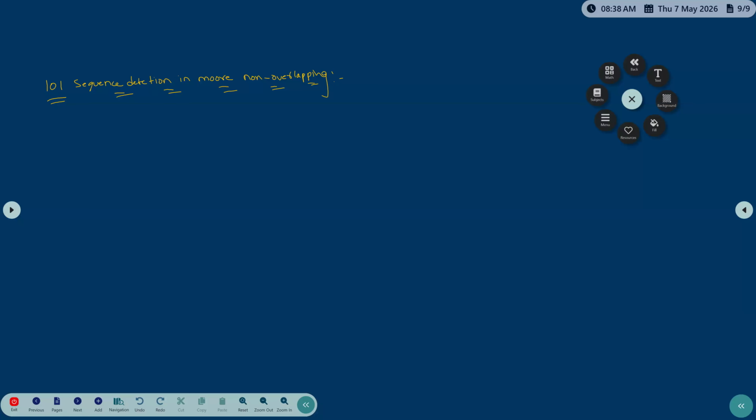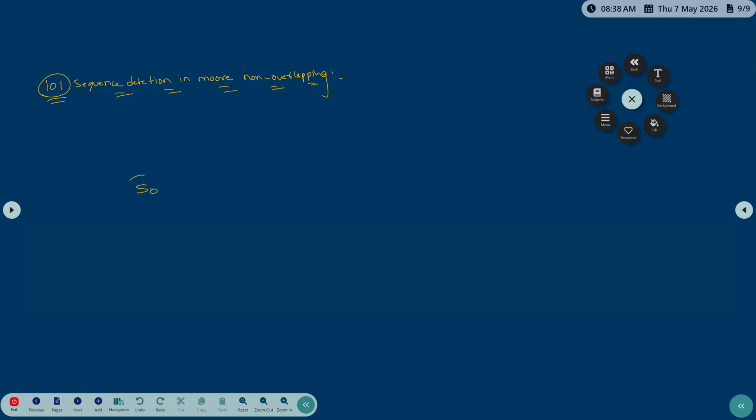So if you observe here, I already told you the difference: for n bits, n plus 1 states are required in Moore machines. How many bits are there? In 101 sequence detection, 3 bits are there, right? So how many states are required? 4 states are required. So what are those?